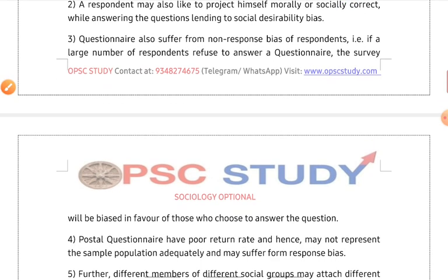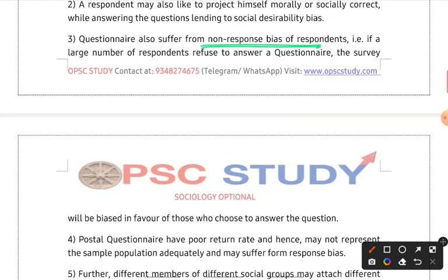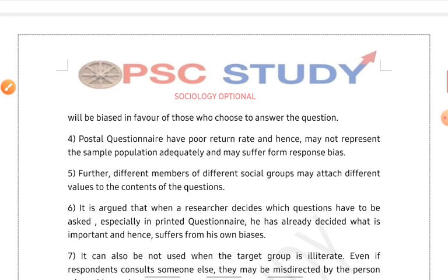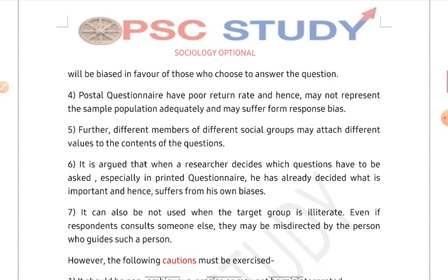Then questionnaires also suffer from non-response bias of respondents. That is, if a large population of respondents refuse to answer the question, the survey will be biased in favor of those who choose to answer. We can relate it to the voting behavior present in the prevalent time, right? If most people vote for NOTA, you can relate it with that.